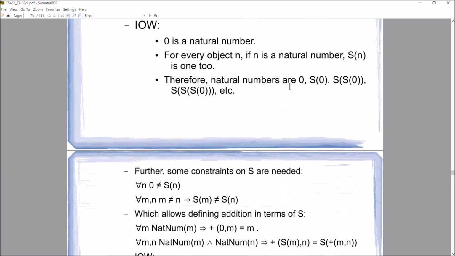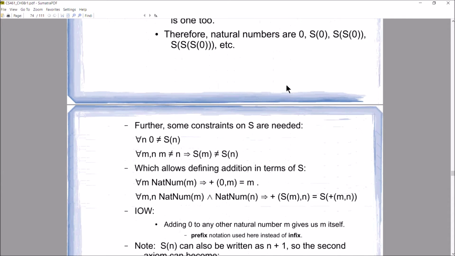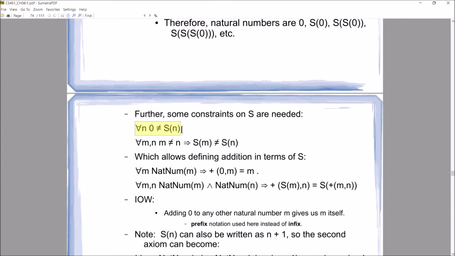Now, we need some further constraints. For example, you want to say that 0 is not its own successor. So for any object in the domain, 0 is not going to be equal to its successor number, right? And you're also going to say, for all objects in that domain, if the two numbers are not the same, then that implies that their successors won't be the same, right?